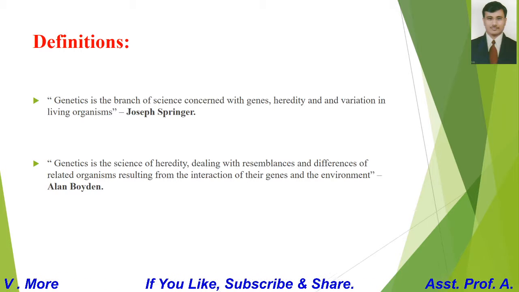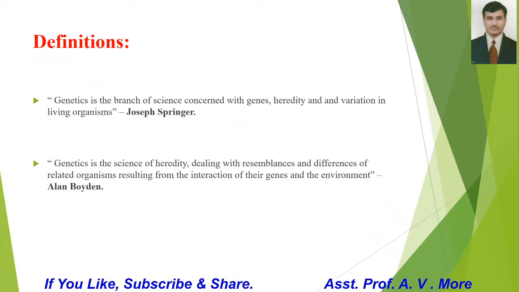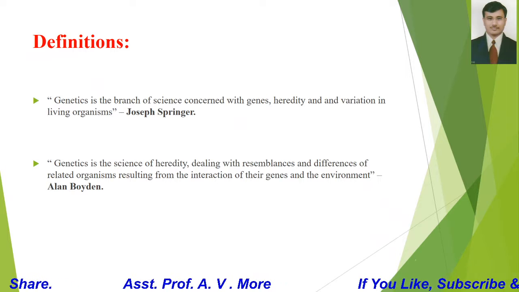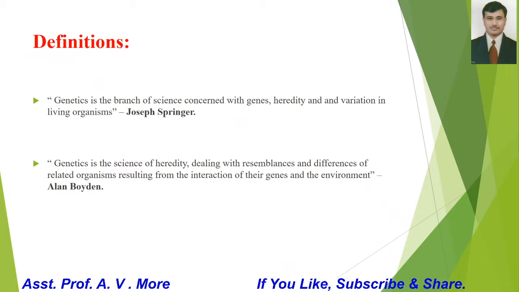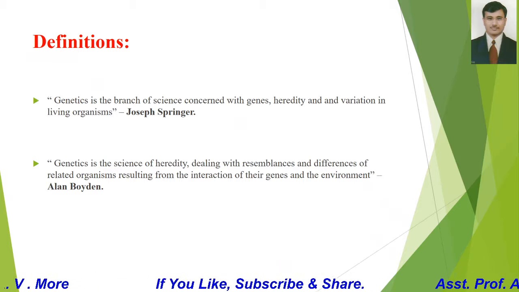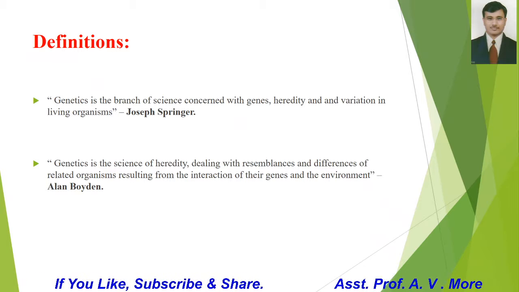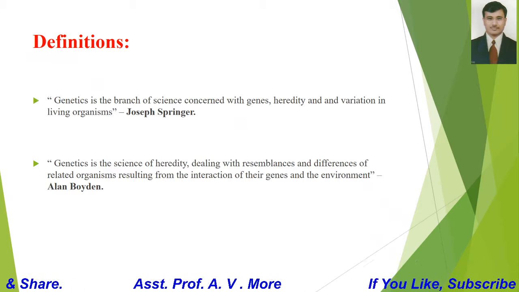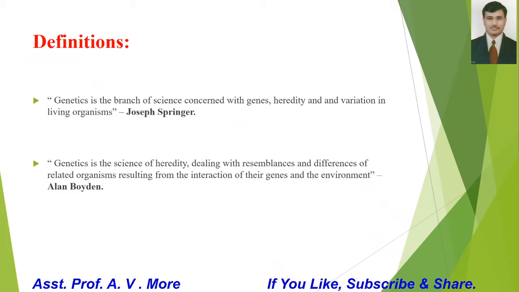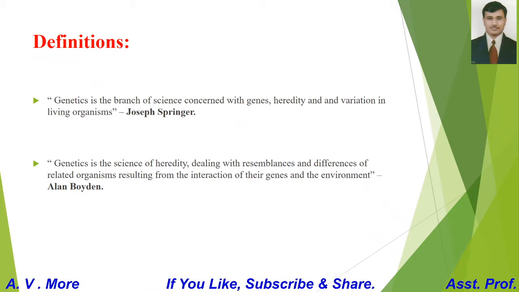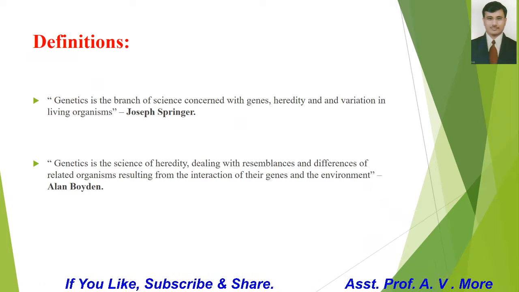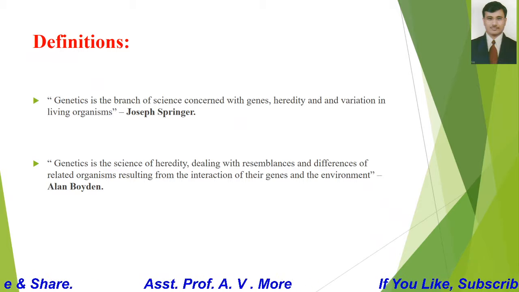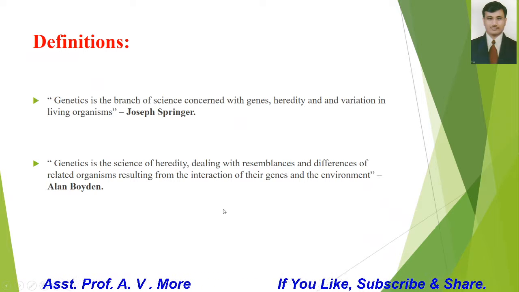Next, we have to see some definitions of genetics. First one: genetics is the branch of science concerned with genes, heredity, and variation in living organisms. Friends, this definition was given by Joseph Springer. We have one more definition: genetics is the science of heredity dealing with resemblance and differences of related organisms resulting from the interaction of their genes and the environment. This definition was given by Alan Boyden. So these are the definitions of genetics.